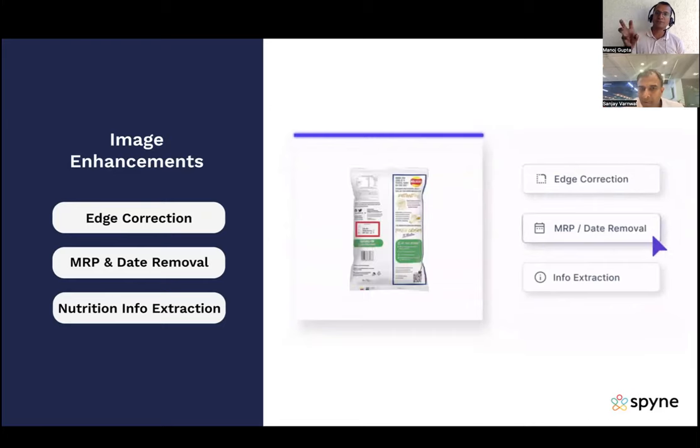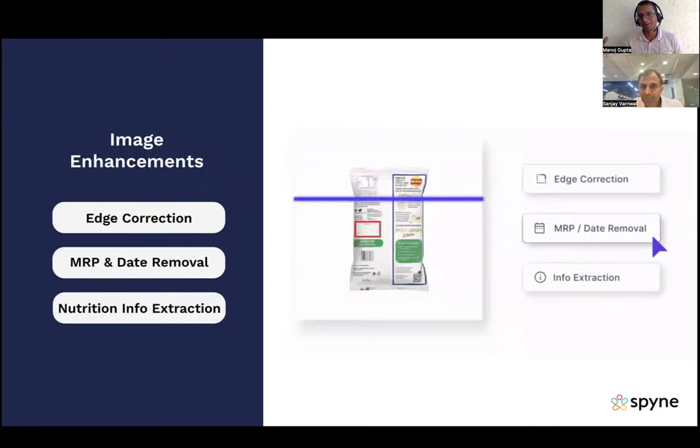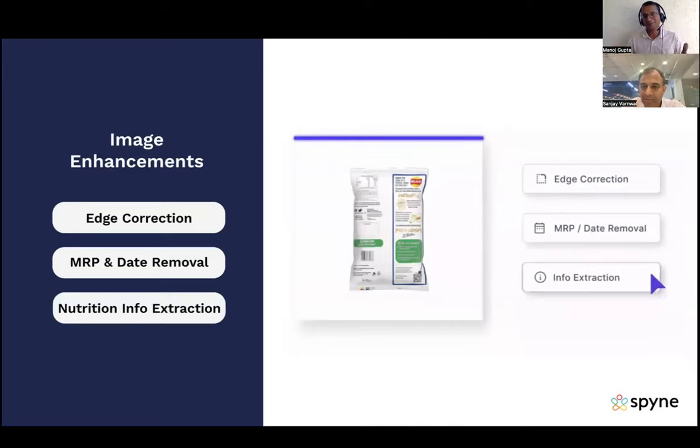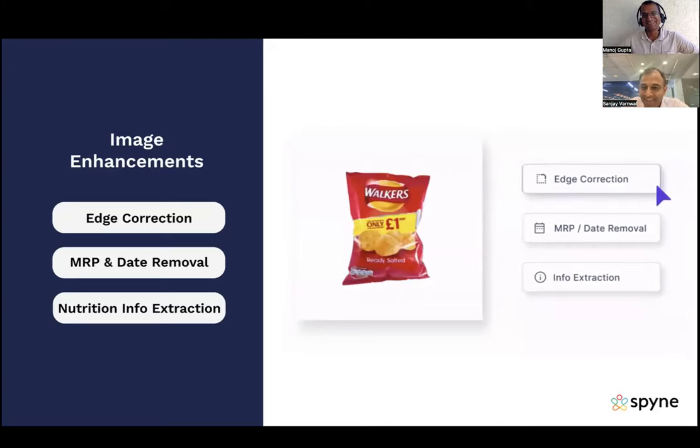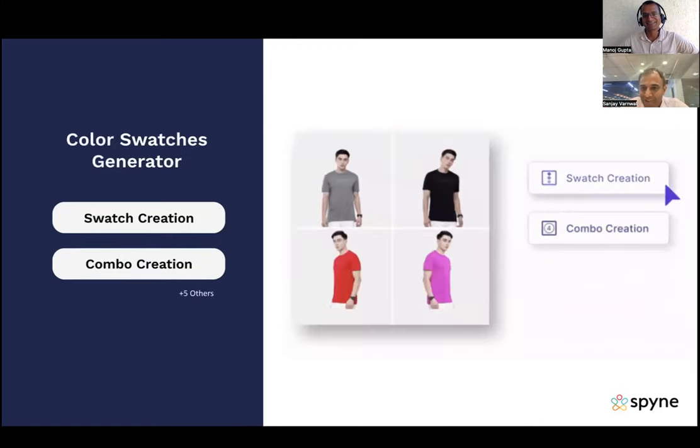So basically, Sanjay, I can shoot even a crumpled wafer package, and you will make it right. Right, this is very interesting. Of course, it should not be very, very crumpled, but up to this extent, we'll be able to sort it out. Got it. Then of course, swatch creation, combo creation.